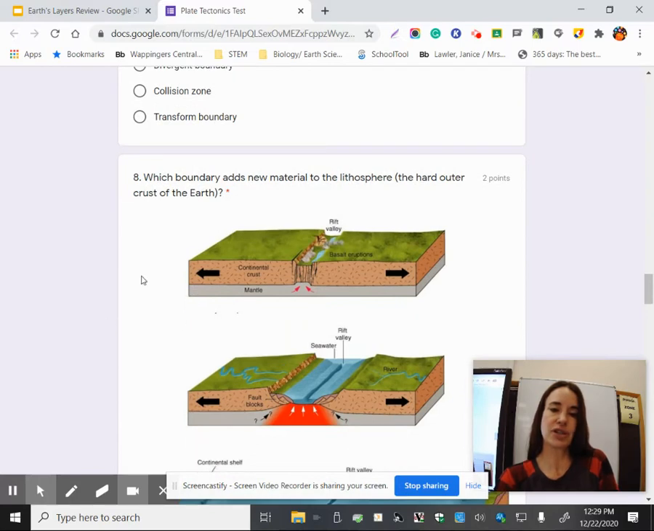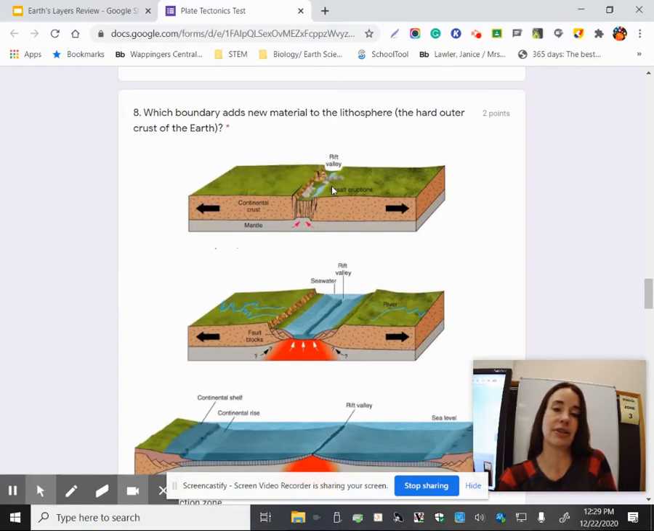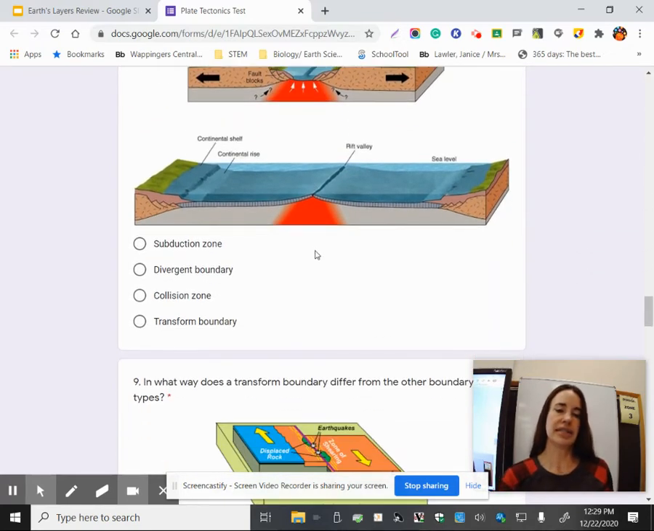Number 8, which boundary adds new material to the lithosphere, also known as the crust, the hard outer crust of the Earth? So if we're looking at the diagram, okay, is it the subduction zone, divergent boundary, collision zone, or transform boundary?